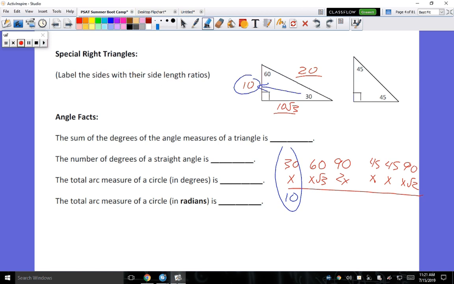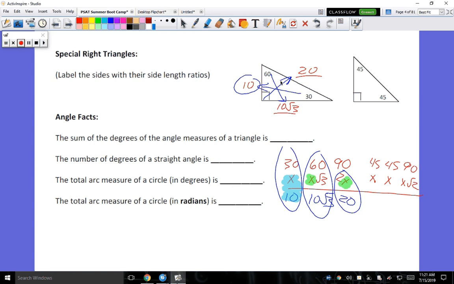Now all we have to do is set these two equal to each other and solve for x. So that means x is 10. X is 10 here, and x is 10 here. So that we'd get 10 root 3, which should be the opposite of 60, which it is. And we would get 20, which should be the opposite of 90, which it is. That's how you use those tables.